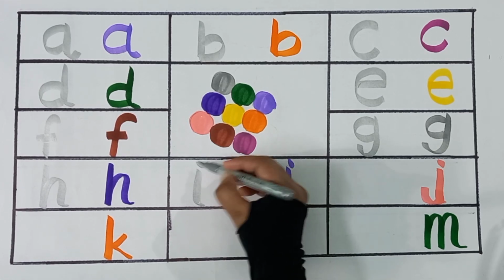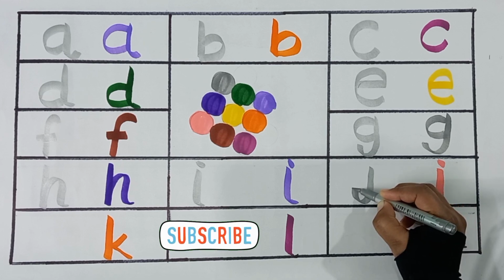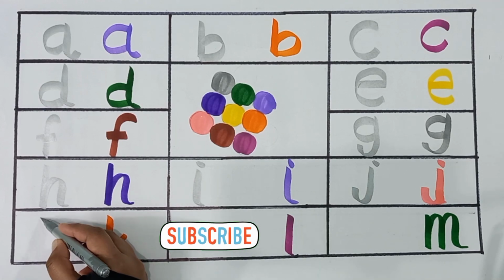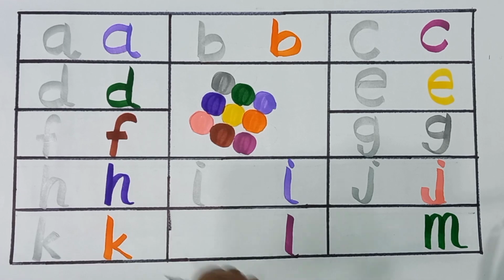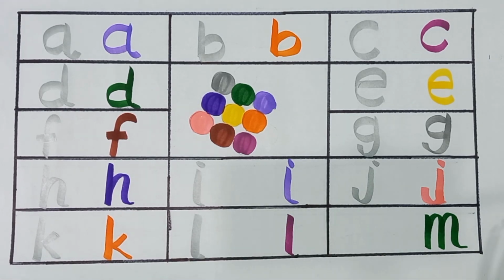I for ice cream. J for jam, jam. K for kite, kite. L for lemon.